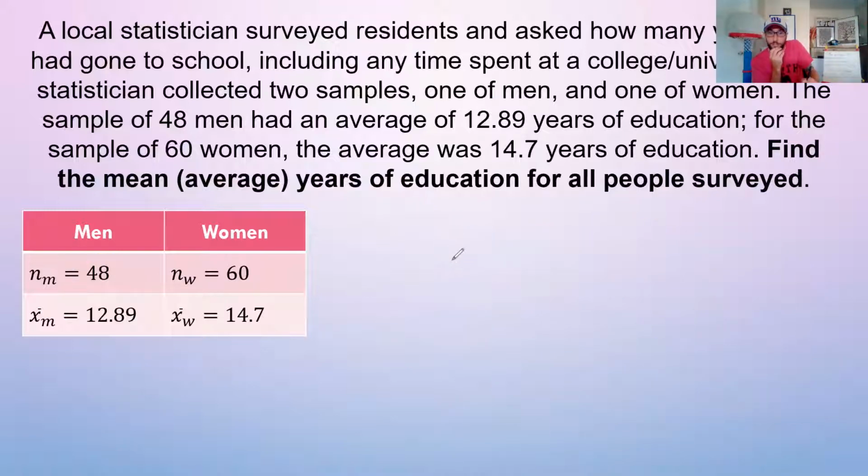So another way to do this would be for the men, right? Their average was 12.89, plus for the women, their average was 14.7. But we know we can't just add the averages and divide by 2. So what we could do is say there were 48 men out of 108 total participants, plus there were 60 women out of 108 total participants.